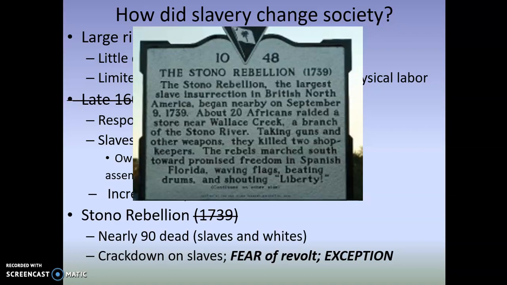But the sheer thought that it could happen, the fact that there was a measure of success with this Stono Rebellion, taking place on a branch of the Stono River, that meant that the crackdown on the slaves who did not participate was that much worse.